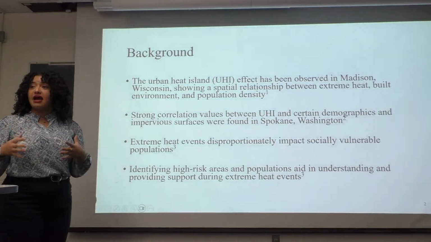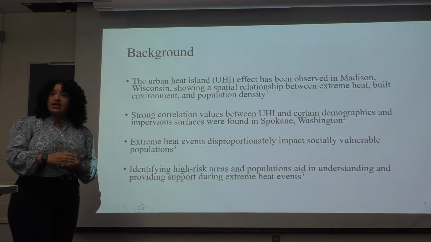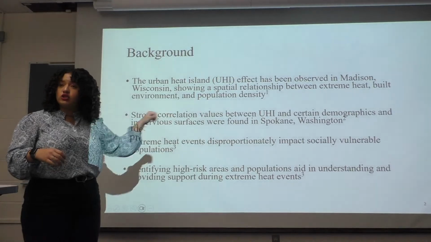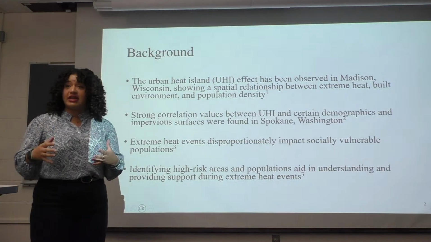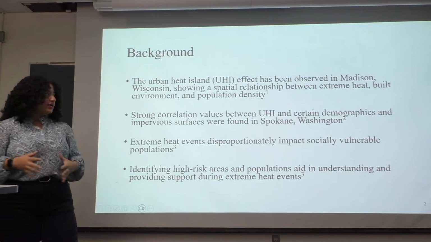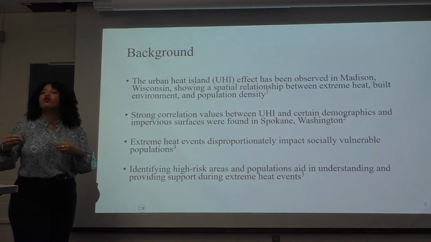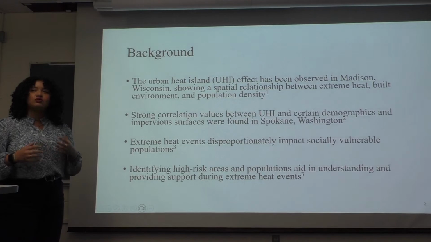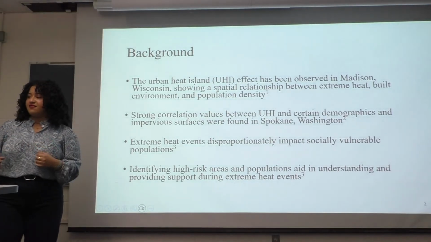that showed an urban heat island effect here in Madison, and it showed a spatial relationship between extreme heat, built environment, and population density. We also looked at a study from a different location done in 2013 in Spokane, Washington, which showed strong correlation values between that urban heat island, demographics, and impervious surfaces. So why is that important? It's because extreme heat events disproportionately impact socially vulnerable populations here, and also identifying these high-risk areas will help understand and better support these areas during an extreme nighttime heat event.